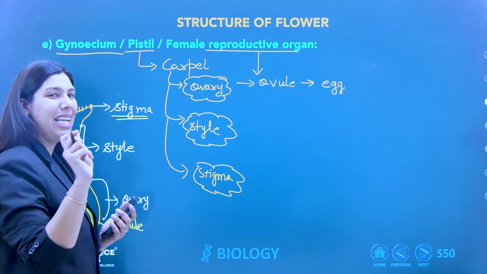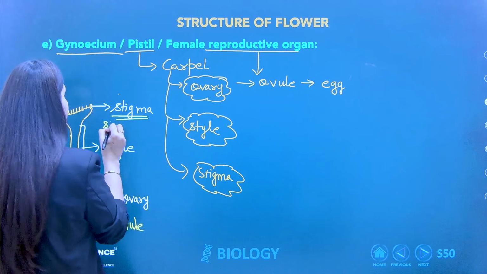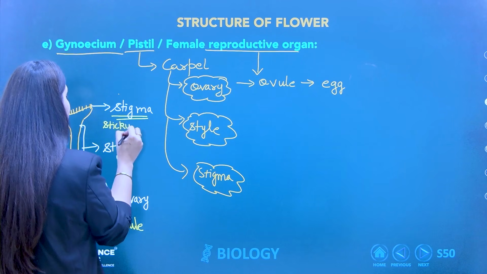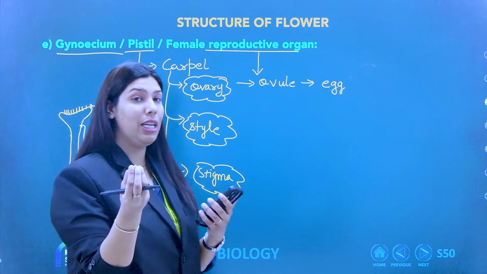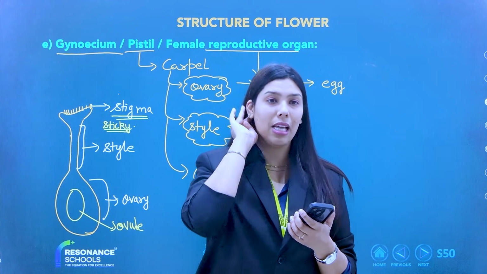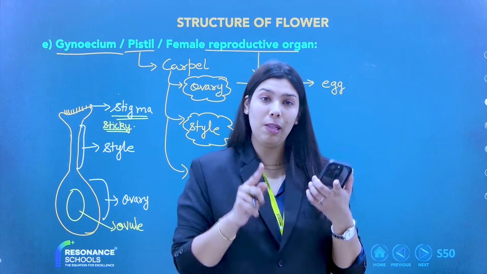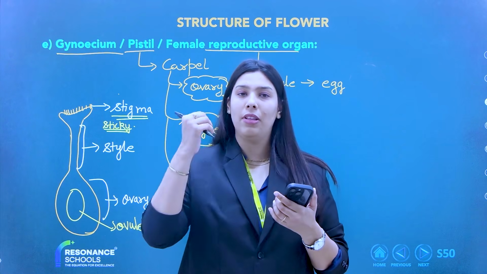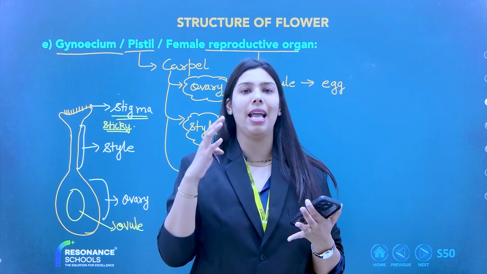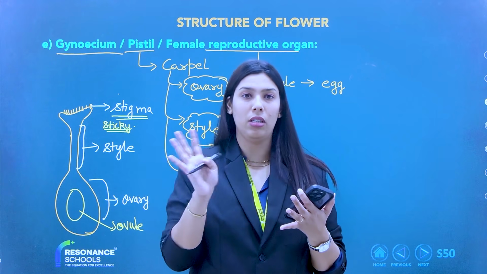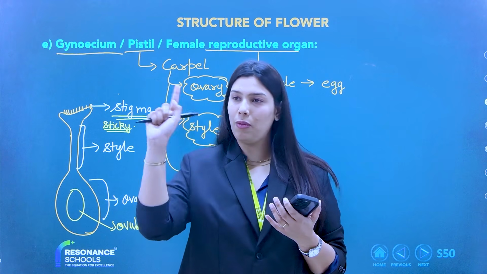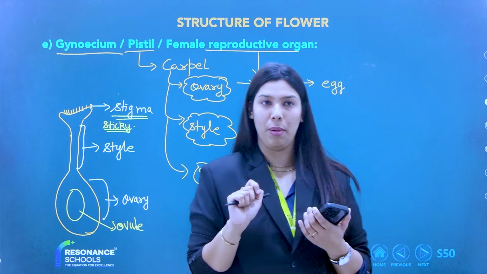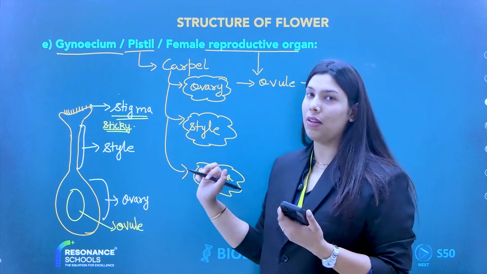Now stigma is sticky in nature. Okay, so why is it sticky? Because of pollen grains. You have read in the last class that there are pollen grains, correct? So now what will happen to these pollen grains? With the help of wind, insects, water or any other agents, they will be pollinated, right? So from one flower to another flower, they have to come.